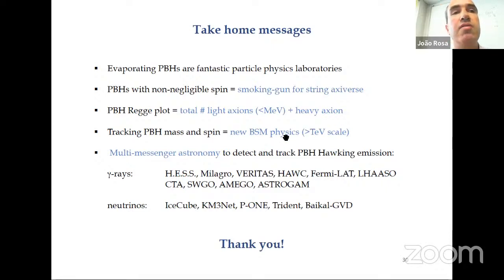And we can even expect to learn a lot about new physics by tracking the evolution of the mass and the spin of the black hole in this final explosion. And an interesting thing is that we don't really need to convince anyone to build new gamma ray telescopes or neutrino telescopes, because they have a variety of scientific goals. So there's been an effort on these missions, both space-based and ground-based. So we could just take advantage of this multi-messenger astronomy era that we're living in to actually try to detect these primordial black holes. So thank you very much.